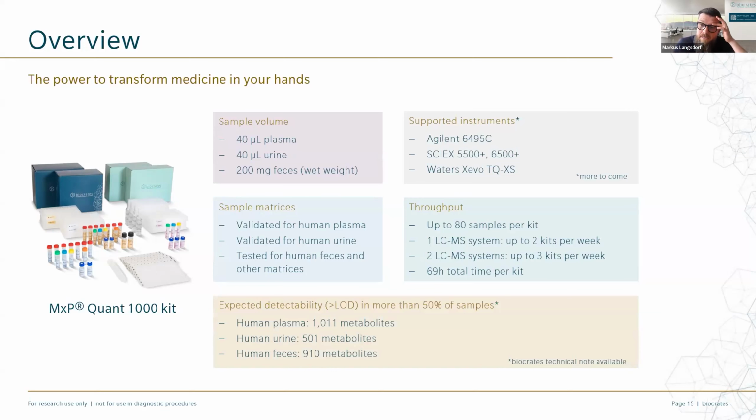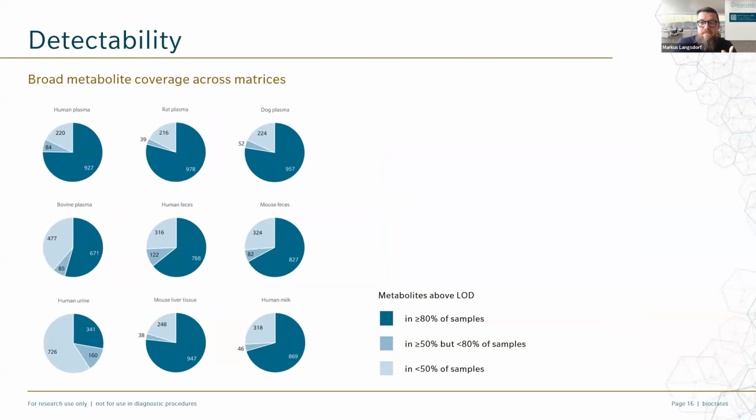The expected detectability, which means above the limit of detection in more than 50% of samples, is as follows. So we could find over 1,000 metabolites in human plasma, over 500 metabolites in human urine, and over 910 metabolites in human feces. So these results are published in a tech note already and are summarized on this slide, along with other matrices that we recently tested.